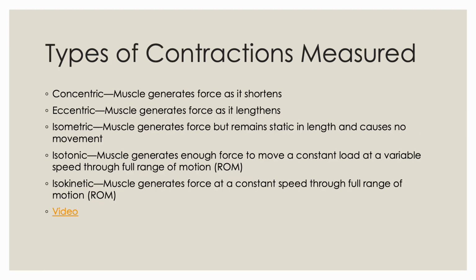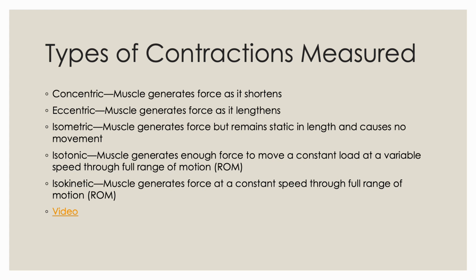There are different types of contractions that can be measured. The first is the concentric. This is how muscles generate force as they shorten. We also have eccentric strength, or eccentric contractions, and this is when muscle generates force as it lengthens. Isometric is when a muscle generates force but remains static in length and causes no movement.